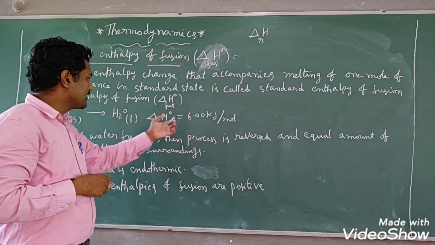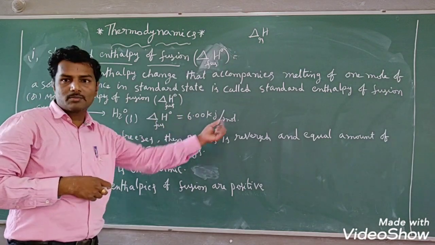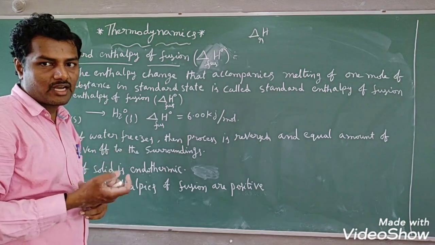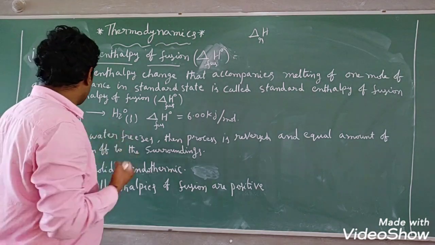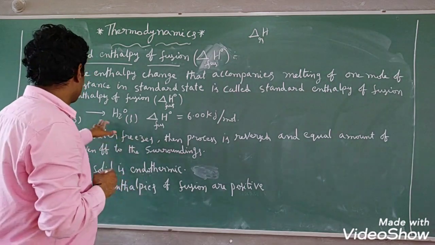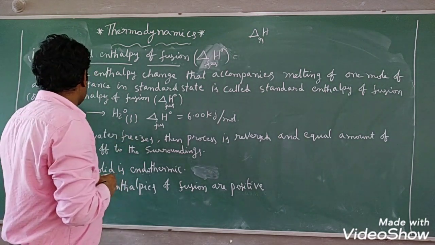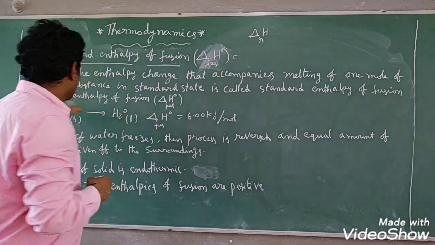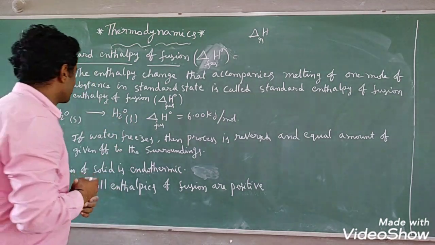How much heat is absorbed? 6 kilojoule per mole of energy is required to convert 1 mole of solid ice to 1 mole of liquid water, students. So we have calculated for 1 mole, that's why we are also calling it what? Molar enthalpy of fusion. This is right.